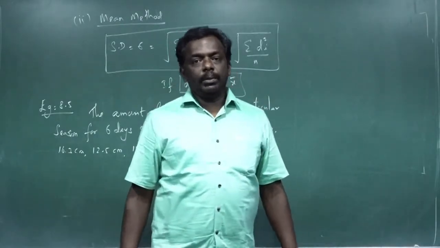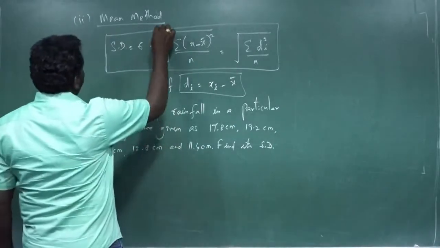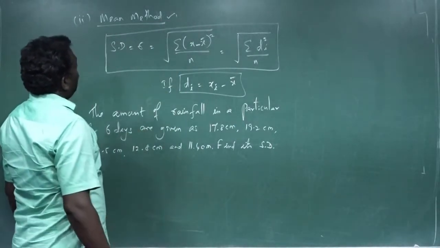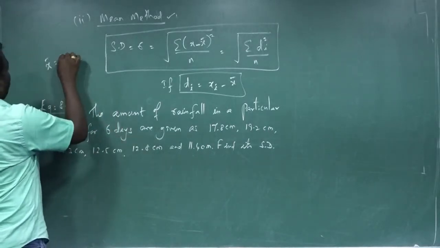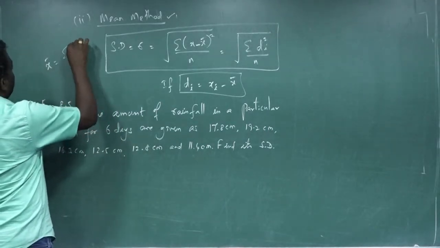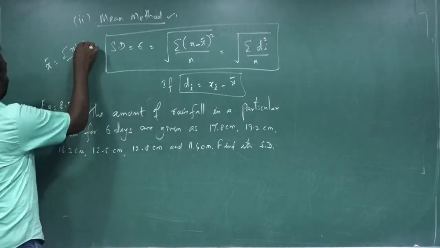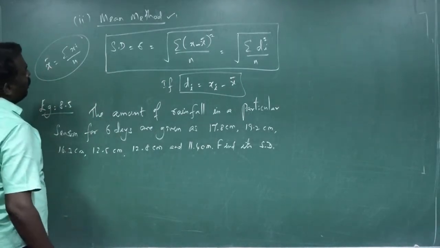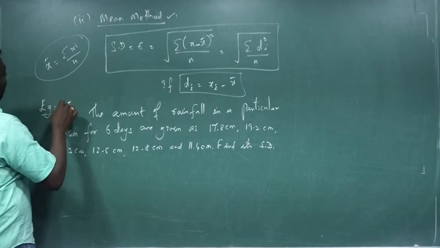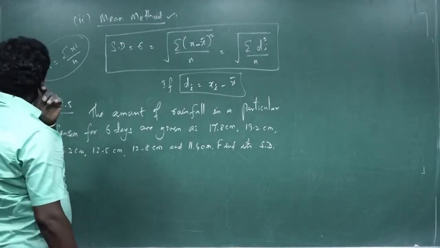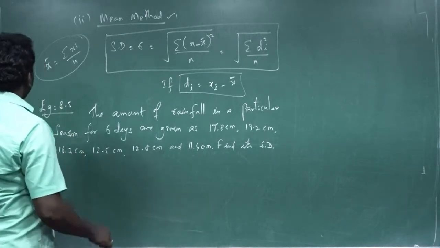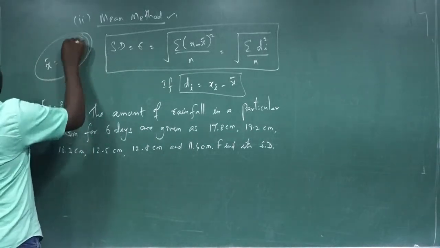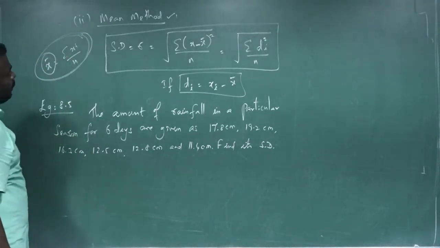Come to the next method, the mean method. So the mean, we know, is x bar, defined by the sum of xi by n. This is one of the formulas to find the mean. Otherwise, we apply the assumed mean method or the step deviation method. So the mean is defined by x bar.